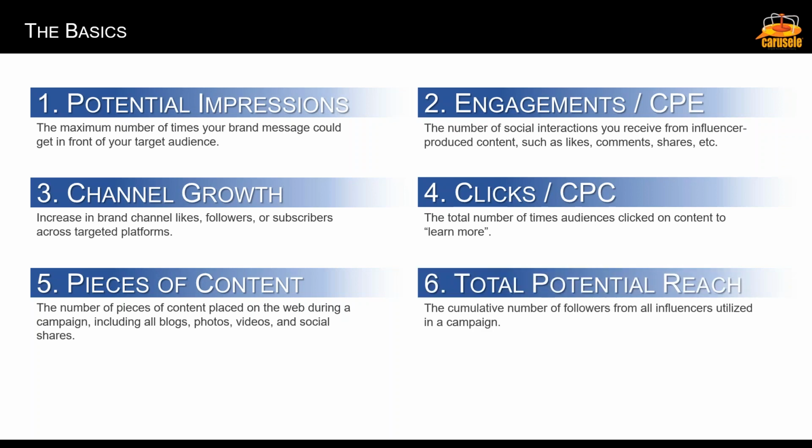The sixth and last one under the basics is total potential reach. While potential impressions, if I have those 1,000 followers on Instagram and I share 3 times, is going to be 3,000 max potential impressions, total potential reach is only going to be 1,000, because the most you could possibly reach is 1,000 followers.